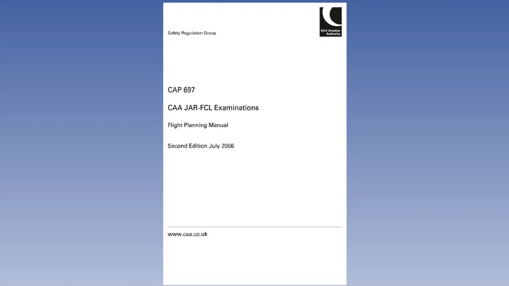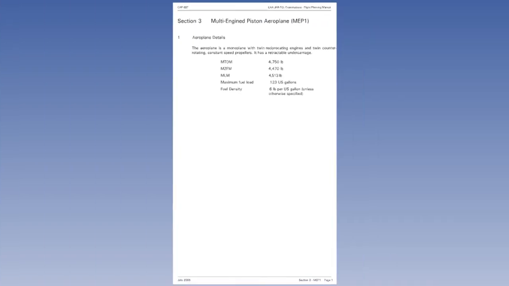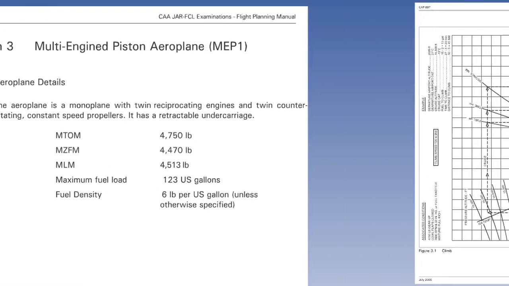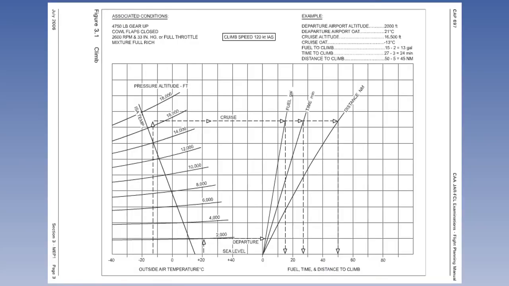In this lesson, you will need the Ep.16. We shall look in detail at each of the multi-engine piston aeroplane graphs. When you are ready, turn to Section 3, Page 3, Figure 3.1. Figure 3.1 allows us to calculate the fuel, time, and distance required for the initial climb.